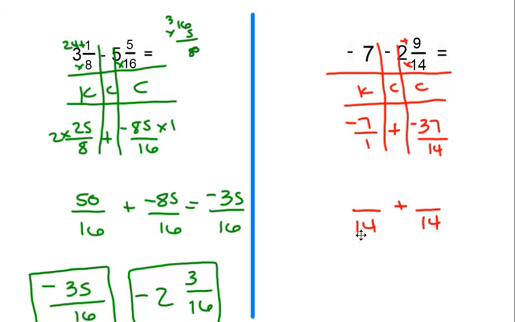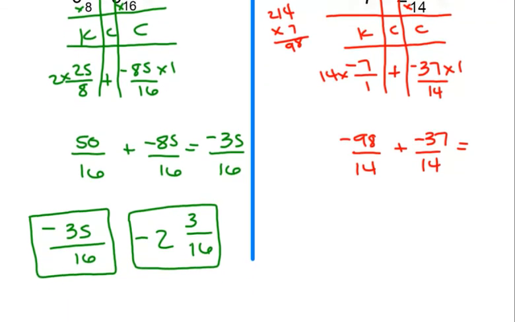1 goes into 14 14 times. 14 times 7 is 98, but it's going to be negative because there's a negative there. And 14 goes into 14 one time. Negative 37 times 1 is negative 37.